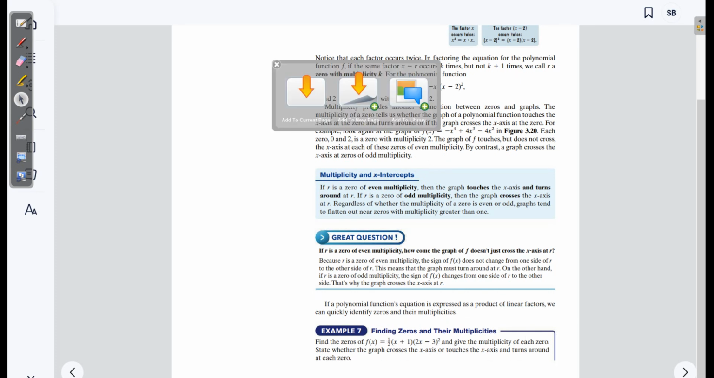So example 7 has it nice and neatly done up for us in terms of factoring. Just looking at this, let's talk about the end behavior first. Okay, so the end behavior, EB. What degree is this polynomial?